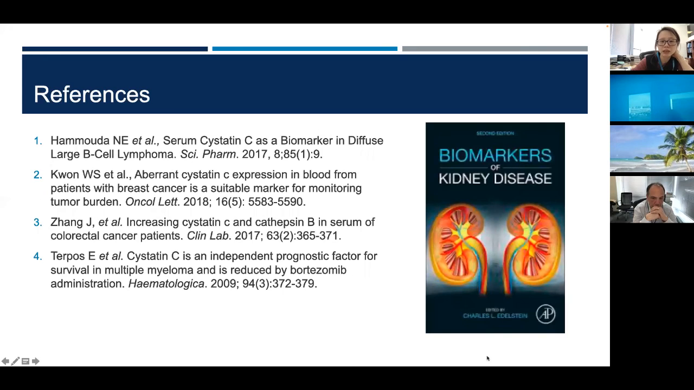These are my references. I really want to thank you, Charles. He gave me this book that he's the editor of, Biomarkers in Kidney Disease, and in there he has a lot of really good information about cystatin.